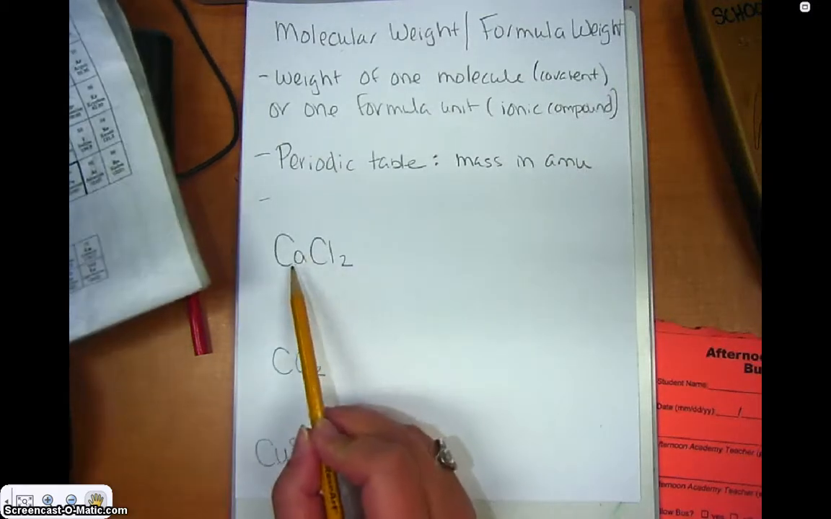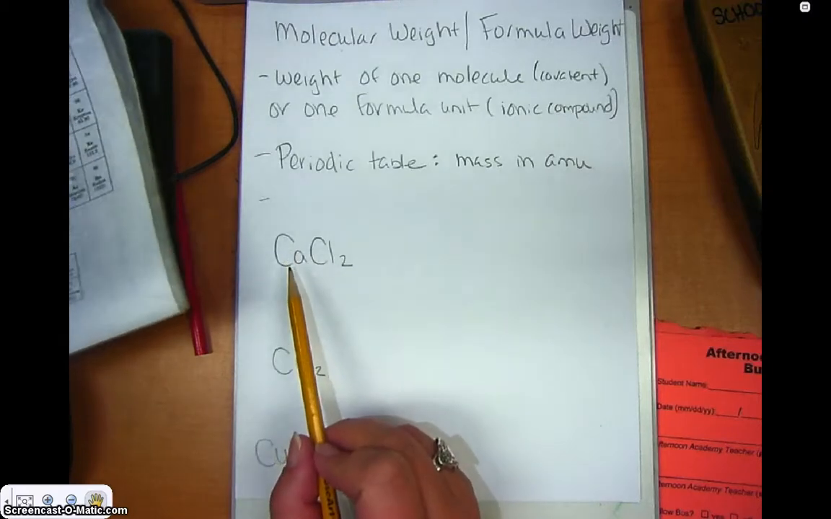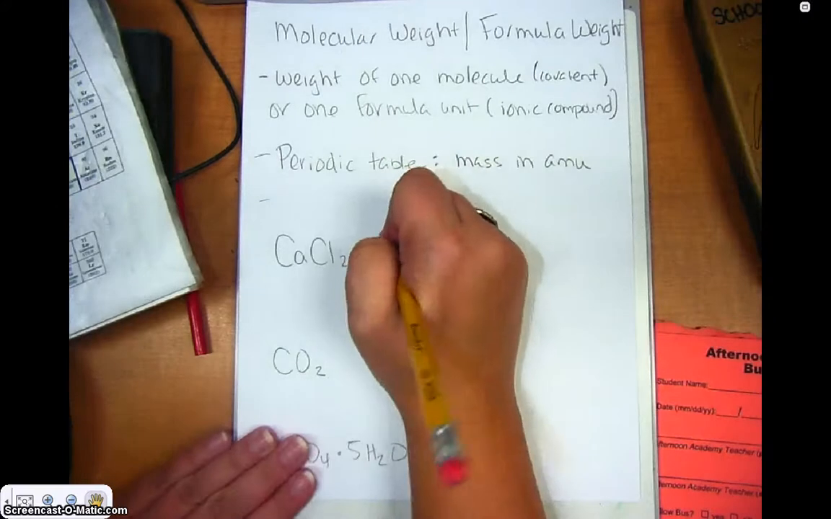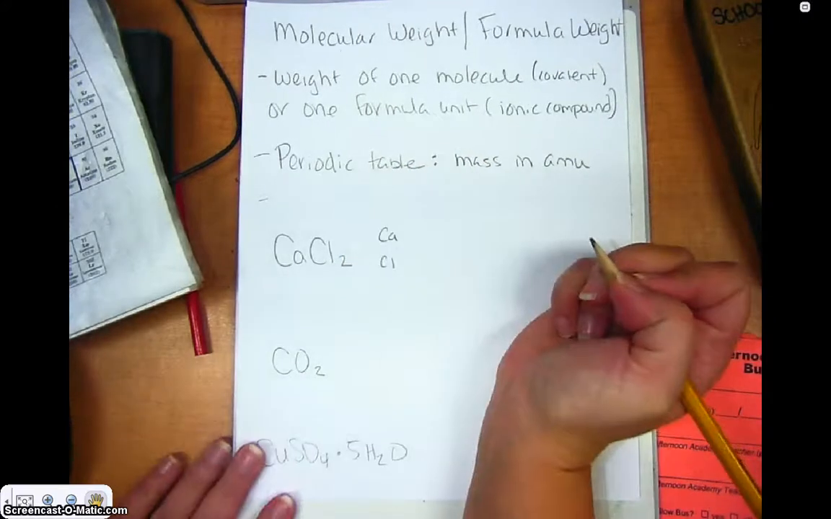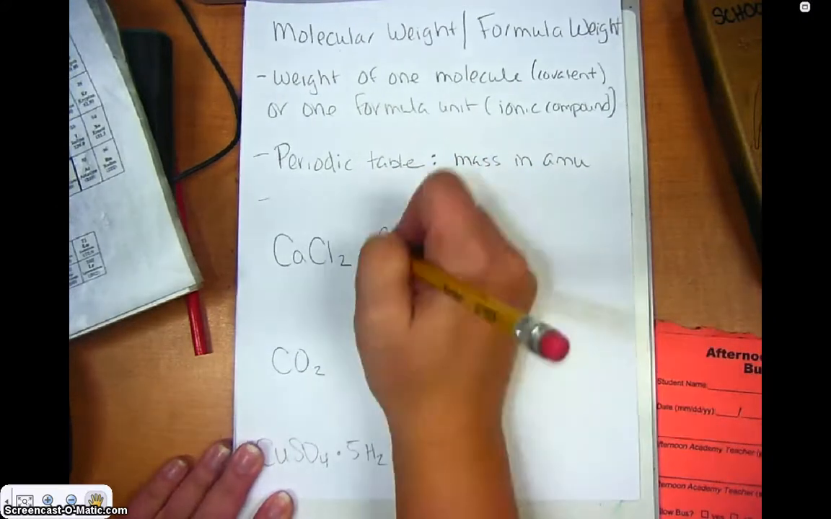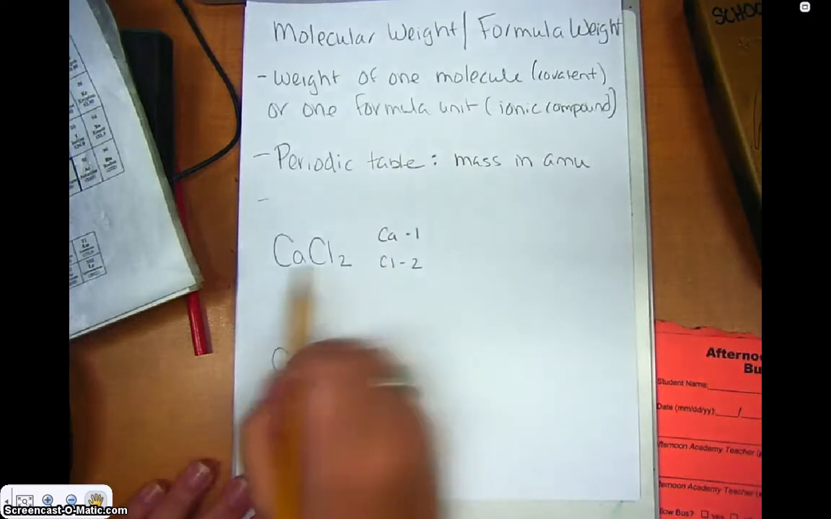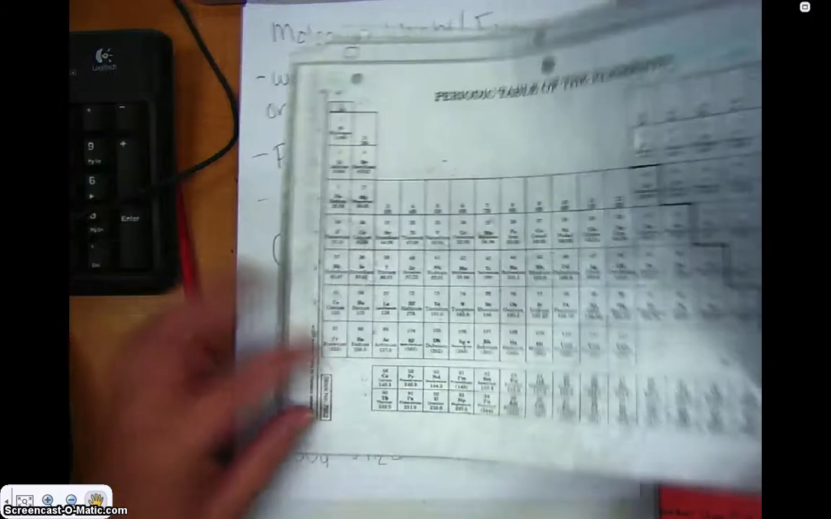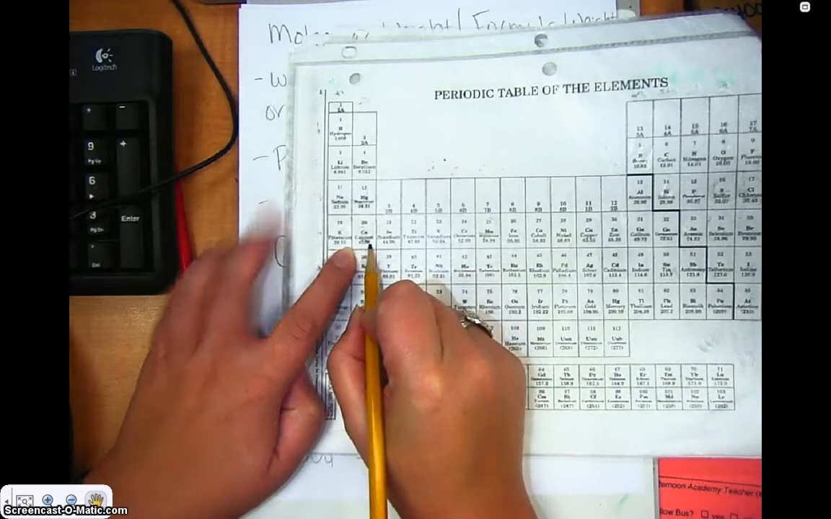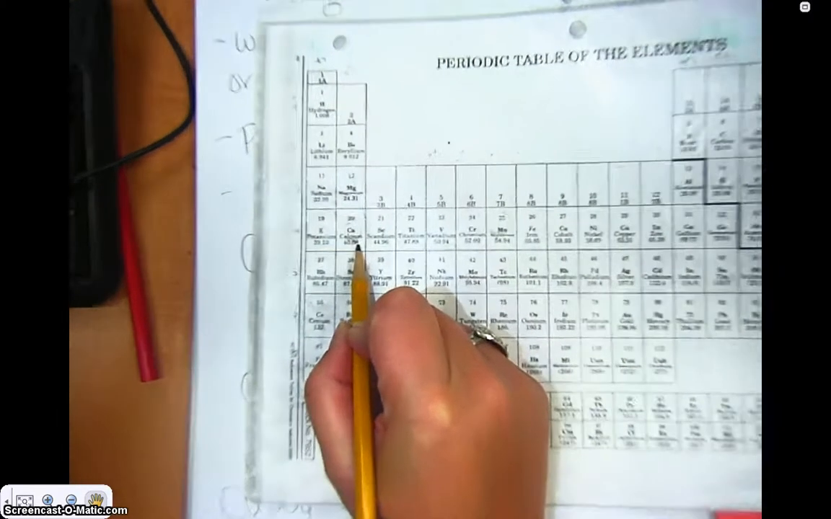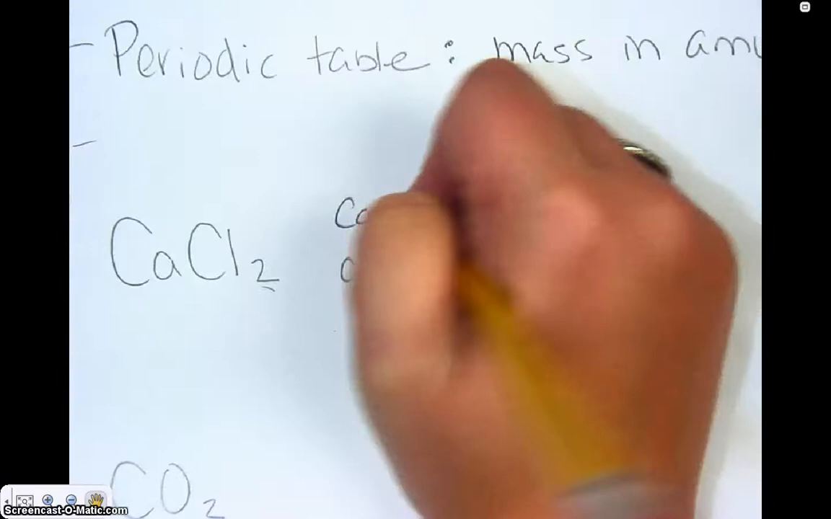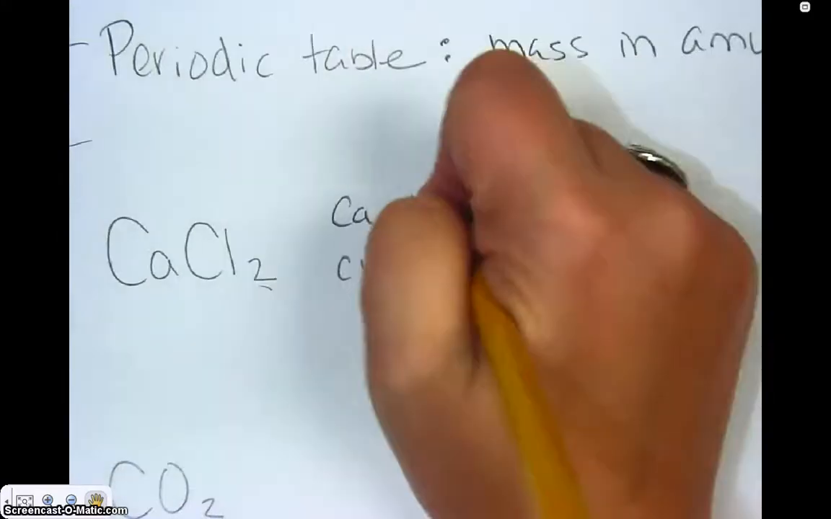When I do this, what I like to do is write the symbols or the elements that I have and list how many I have of each. So I have calcium and I have chlorine. I have 1 calcium and 2 chlorines according to my chemical formula. Then I'm going to go to my periodic table, let me zoom in a little bit so you can see that. Calcium has a mass of 40.08. I'm going to round that to 40, just assuming that we have the most common isotope.